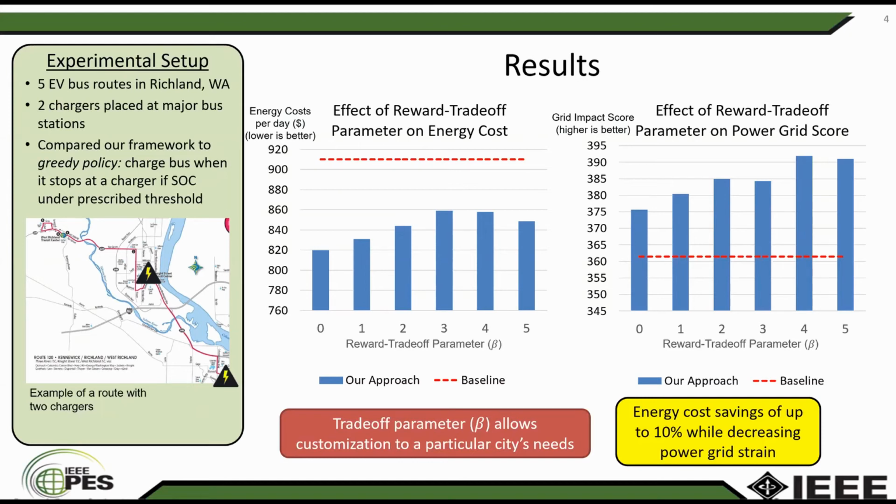We also found that beta does allow you to trade off between the two parameters. So cities with robust power grids may choose to emphasize saving as much money charging as possible, while other cities may choose to sacrifice a bit and spend a little bit more on charging their buses, but with the benefit of putting less strain on their grid.